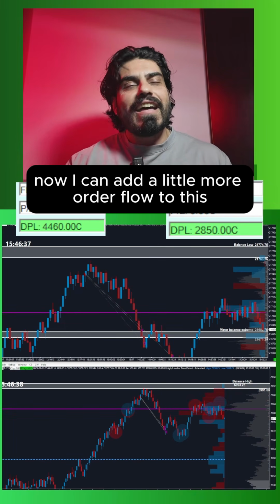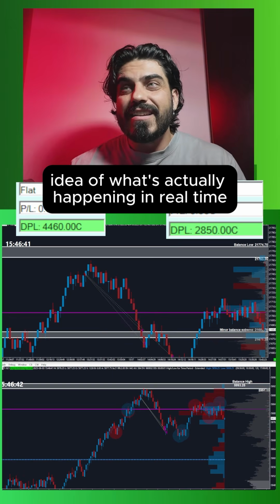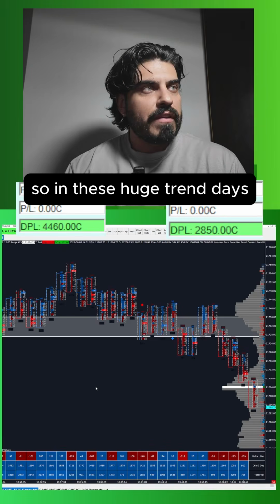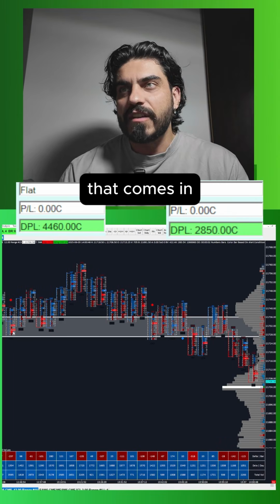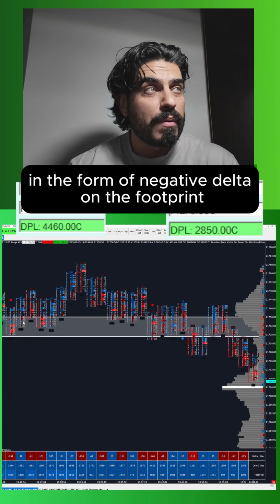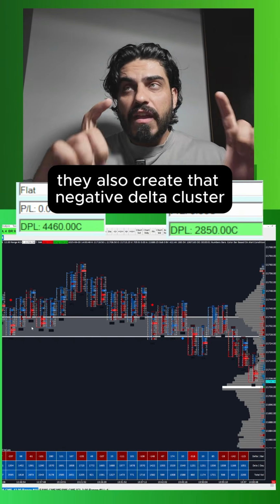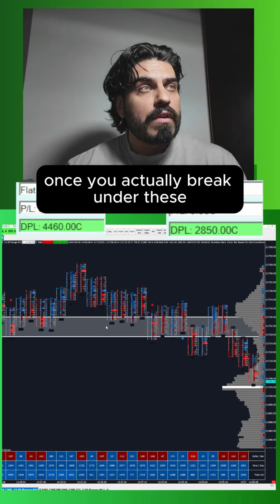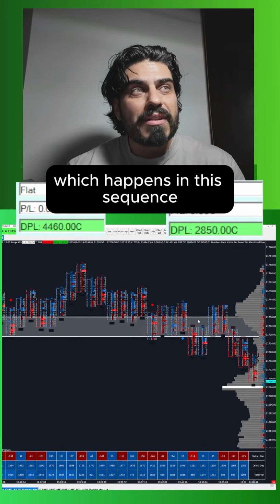Now, I can add a little more order flow to this. We can throw in the footprint to give us a better idea of what's actually happening in real time at that point. So in these huge trend days, what you generally see is all of this passive buying that comes in the form of negative delta on the footprint. So they're holding support in a stepladder fashion. The key is they also create that negative delta cluster that you saw on the profile. Once you actually break under these, then you can sell the rally back into it, which happens in this sequence.